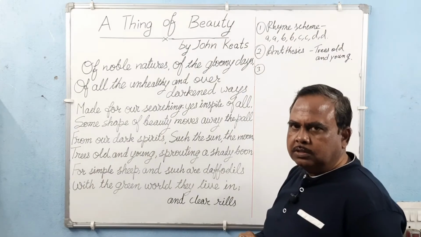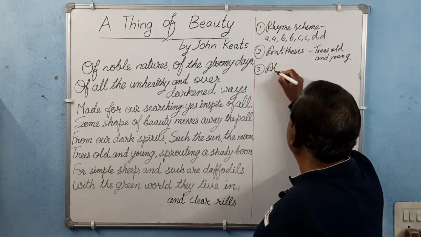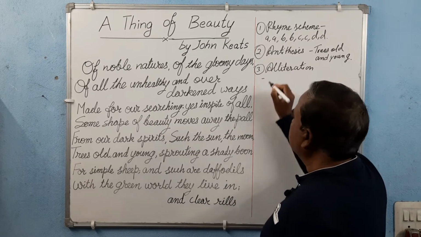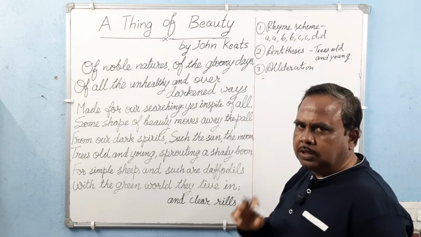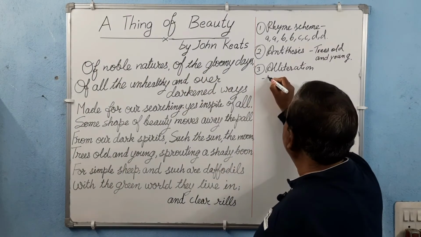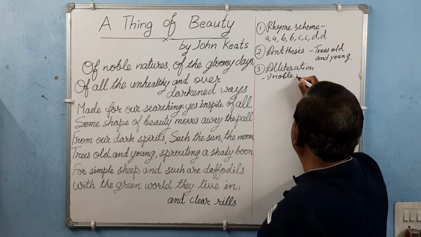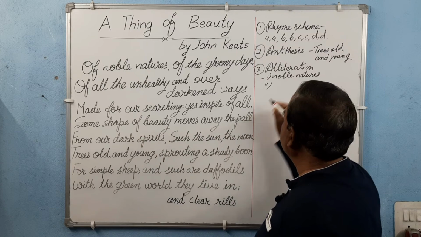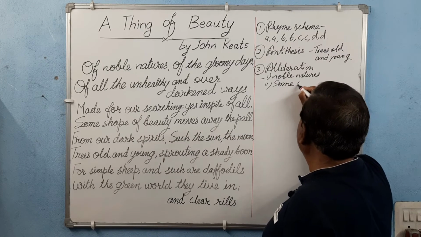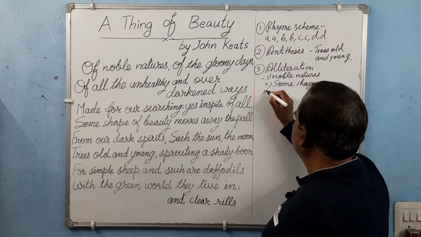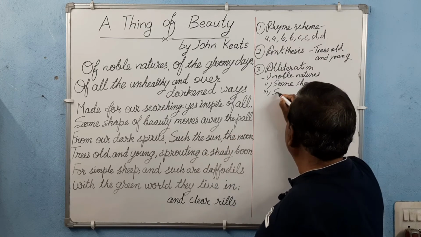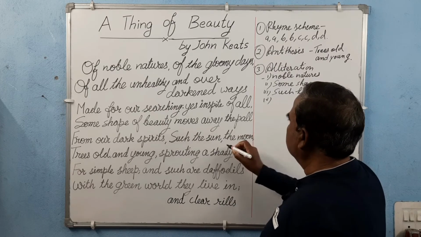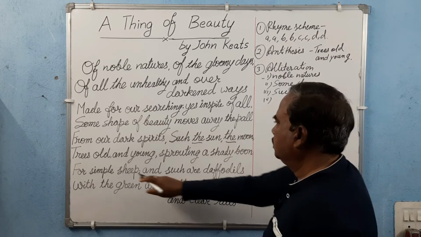Third poetic device is alliteration. It is repetition of first consonant sound. For example, novel natures. Some shape. Such the sun. The sun, the moon. Simple ship.